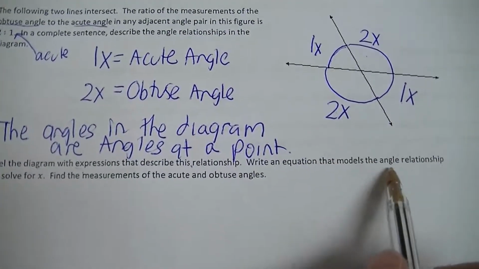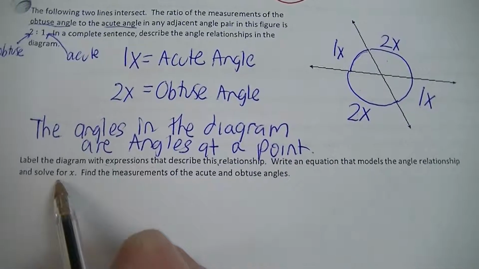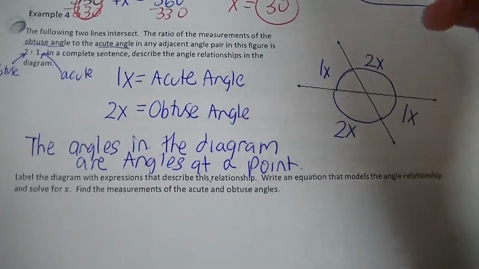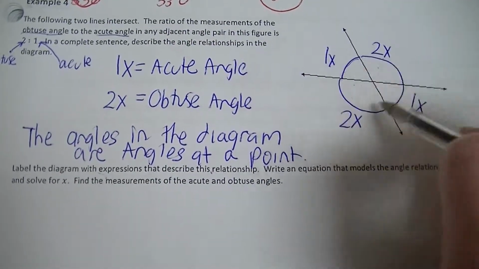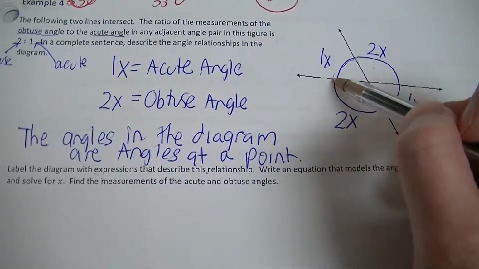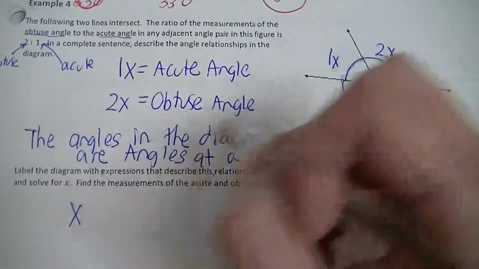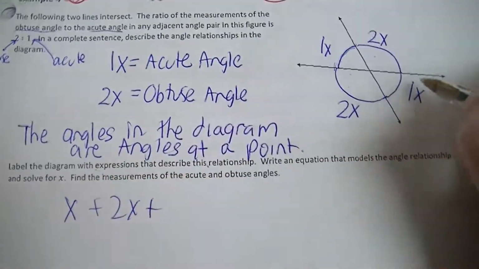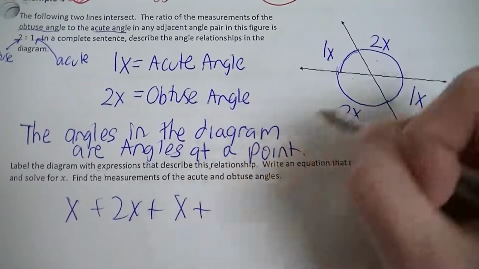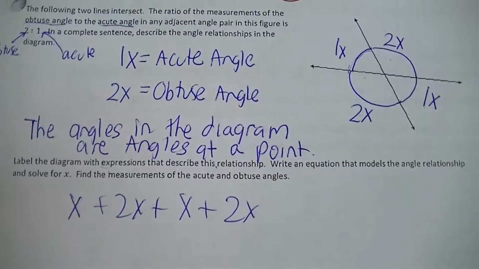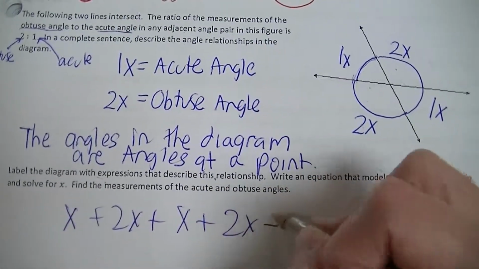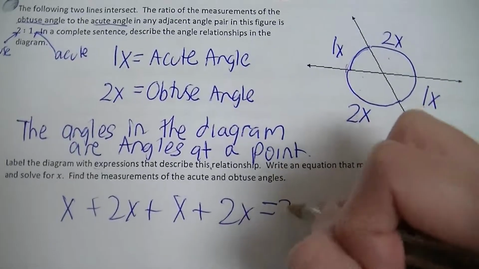Write an equation that models the angle relationship and solve for x. So similar to what you did in the previous problem, you're going to set up an equation. I don't care the order you do it, but I'm just going to be consistent. I'm going to start with that. And instead of 1x, I can just write x. Same thing. Plus 2x plus x plus 2x. Don't just stop there. When you add them all together, their sum is 360 degrees.